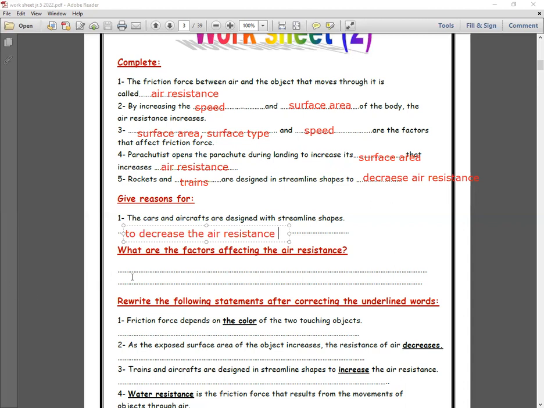What are factors affecting the air resistance? 1, surface area. 2, speed.